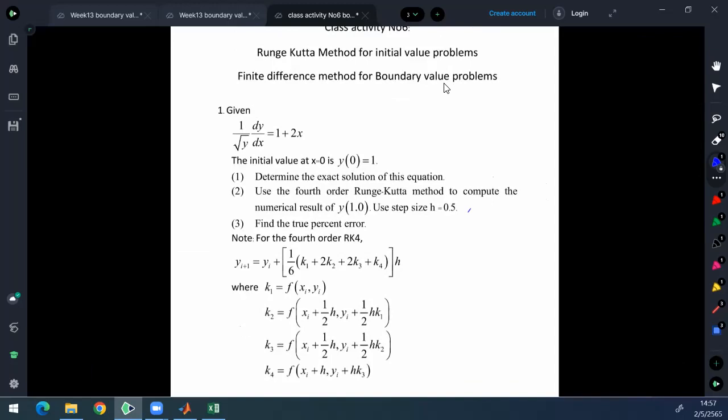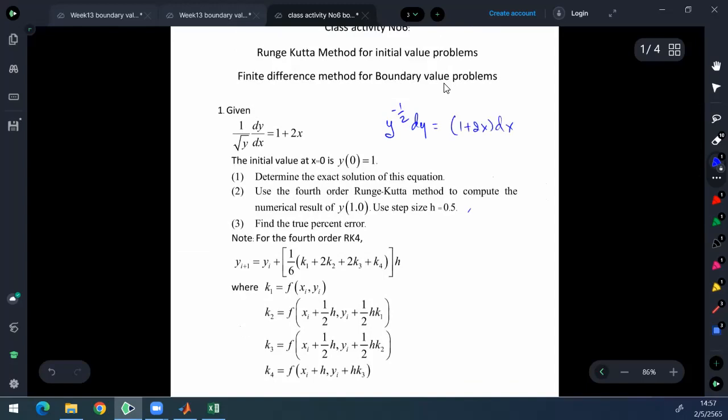In order to find the exact solution, this is not hard, because 1 over square root y is equal to this, right? And dy, and on the right hand side it becomes dx. After that, we can integrate both sides. We obtain y, and don't forget, we will have a constant also. And we apply the initial condition, then we have the constant. And after that, we can solve for the exact solution.